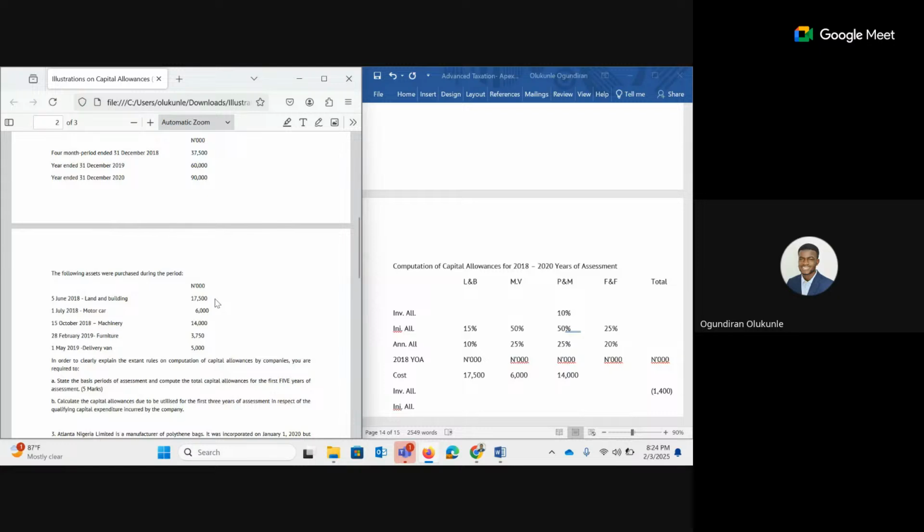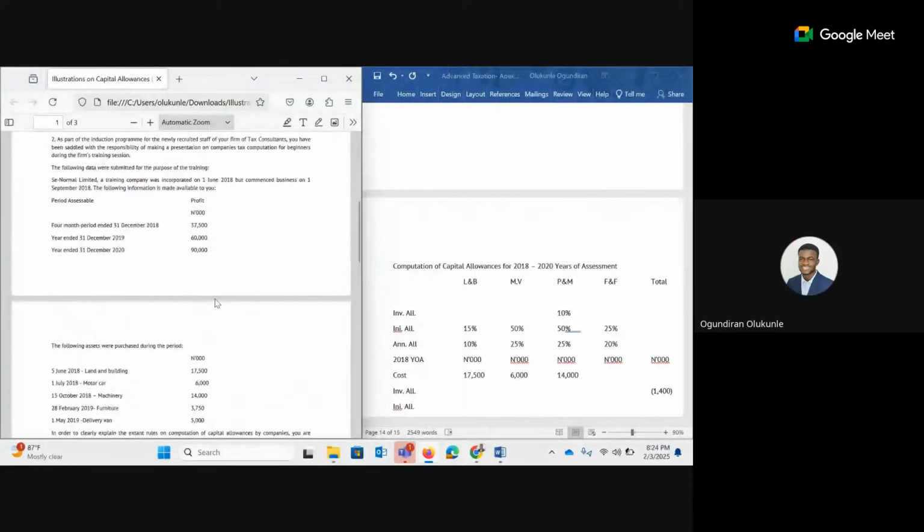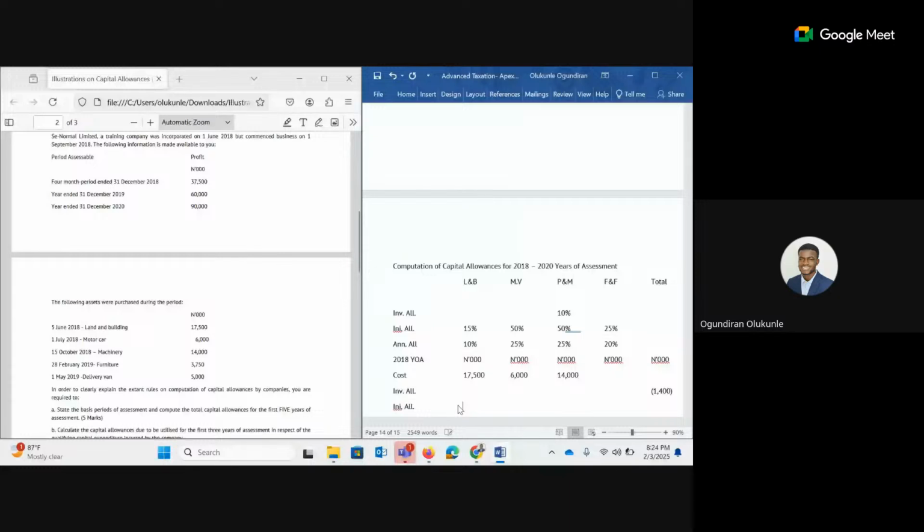No information regarding that, right? Yes. Okay, so if there's no information regarding that, we are then permitted to do the initial allowance. So what's 15% of 17,500? Please help me. 3625.